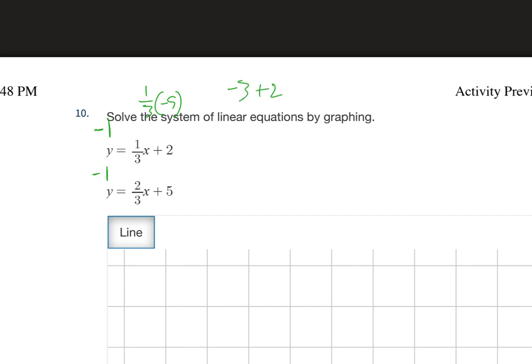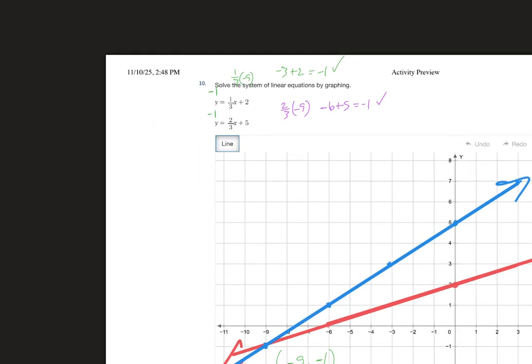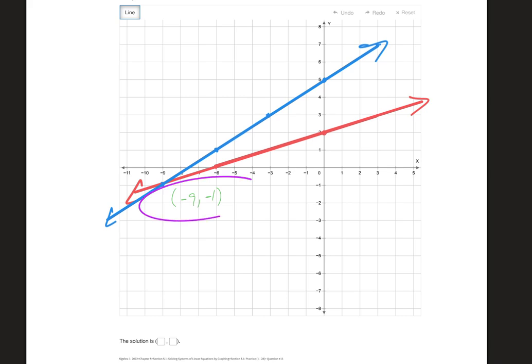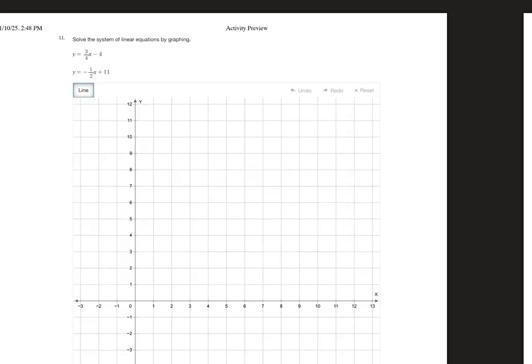And negative 3 plus 2 is negative 1. So that one's good. 2/3 times negative 9, that's negative 6. Negative 6 plus 5 is negative 1. That one's good. So our solution of negative 9, negative 1 is confirmed.